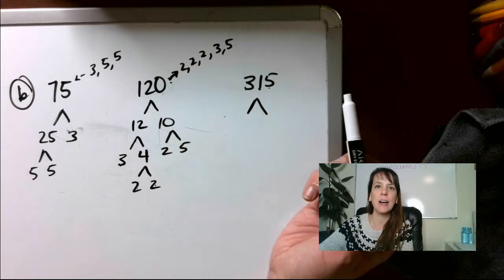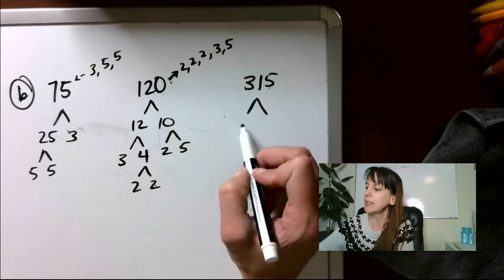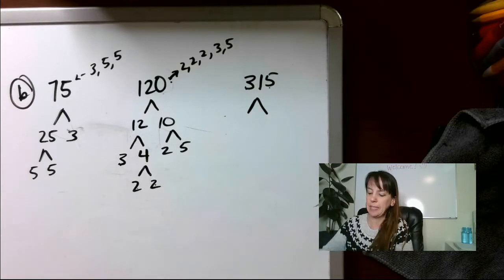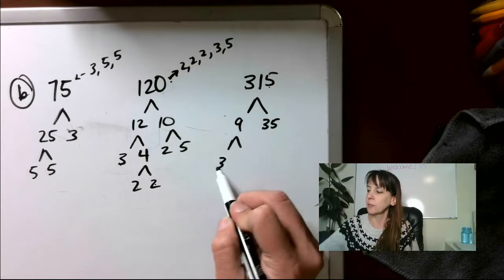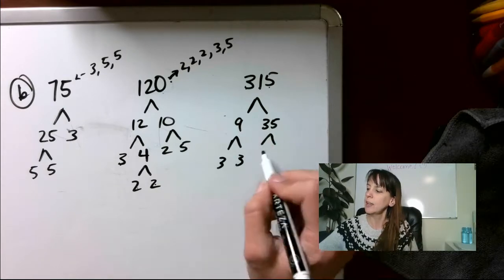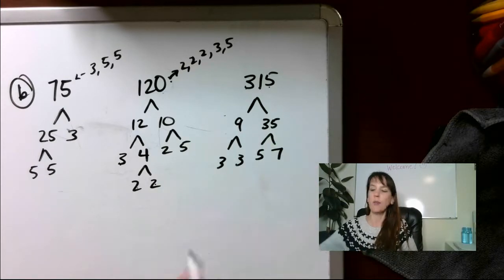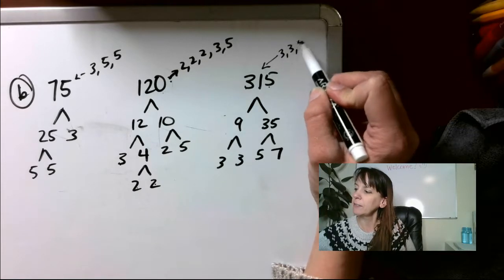For 315, the digits 3, 1, 5 add up to 9, so I know that 9 is going to go into this number. 315 divided by 9 gives me 35. So 9 and 35. 9 we know is 3 and 3. 35 we know is 5 and 7. All right, so 315 we know is 3, 3, 5, and 7.